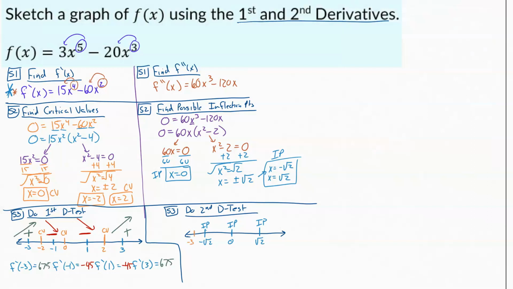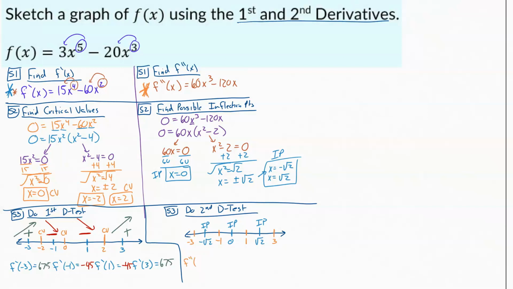If you don't know what the square root of 2 is, pop it into your calculator. It's 1.414, but you'll need to know that to choose points in between. I'm going to choose something in the middle here, negative 1, something outside here, 1, and then something outside there, 3. So this is now a second derivative test. So we are going to test all of these values in our second derivative.